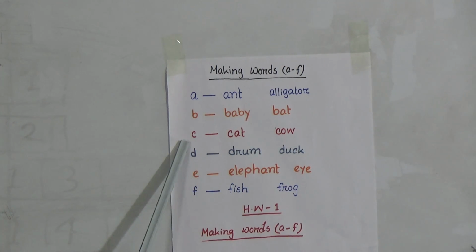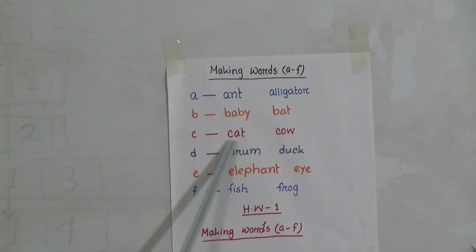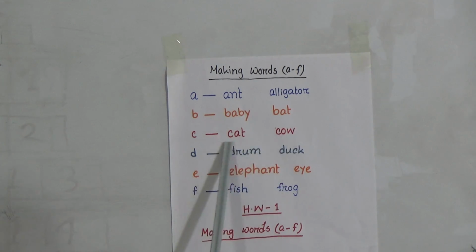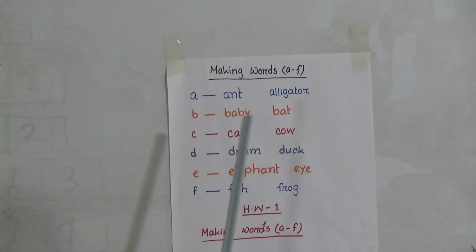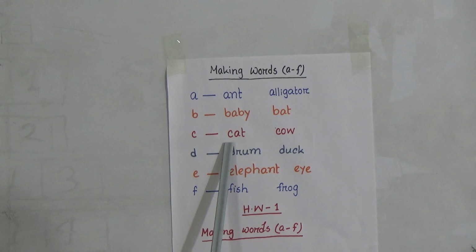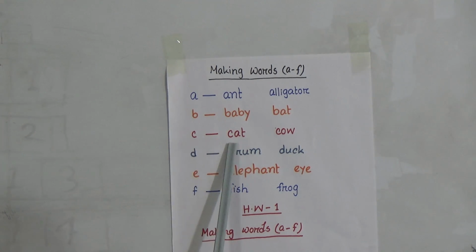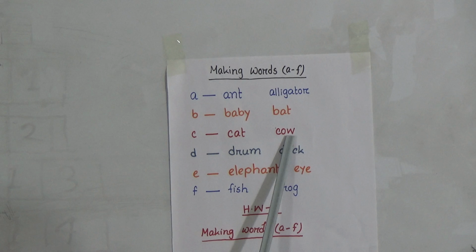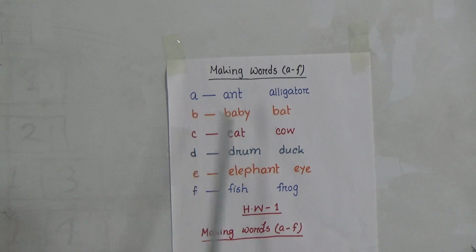Now C. Cat, cow. C-A-T, cat. C-O-W, cow. So C is for cat and cow.